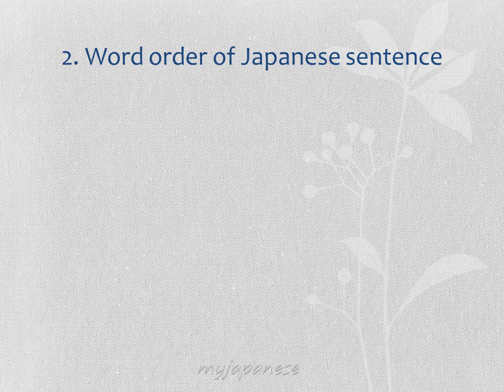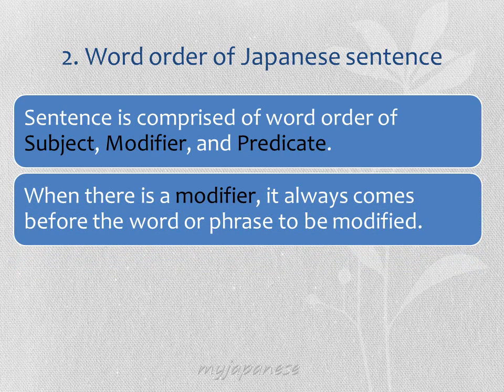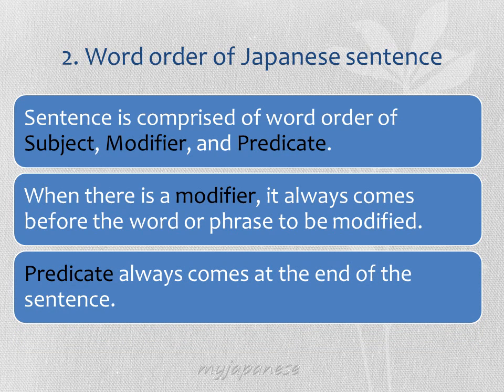Number 2. Word order of Japanese sentence. Japanese sentence is comprised of word order of subject, modifier, and predicate. Subject and predicate is very basic of the sentence. When there is a modifier, it always comes before the word or phrase to be modified. A predicate always comes at the end of a sentence.